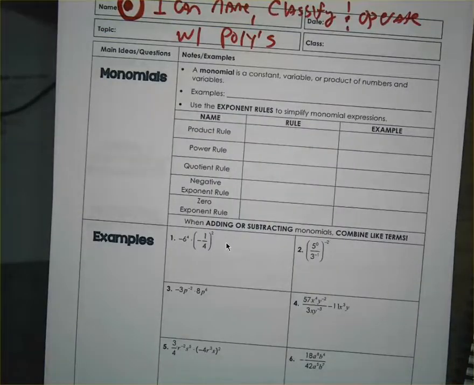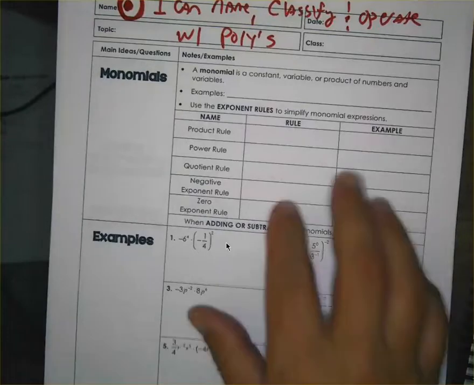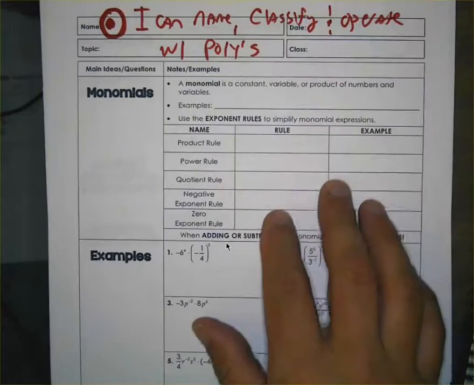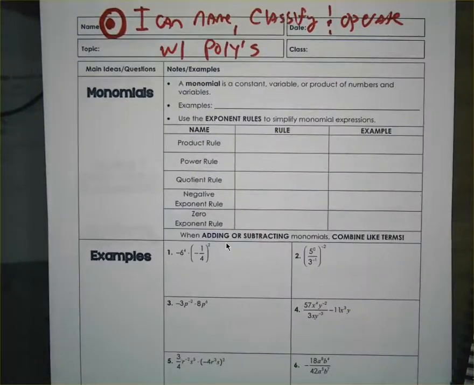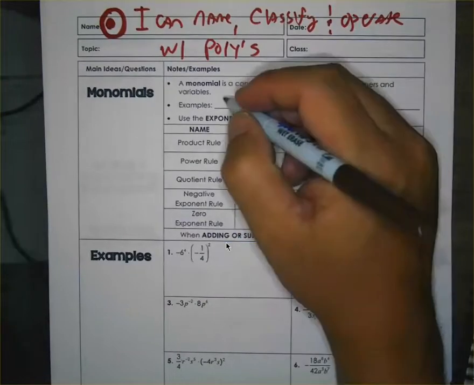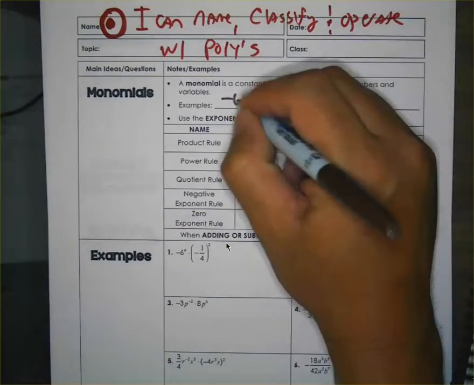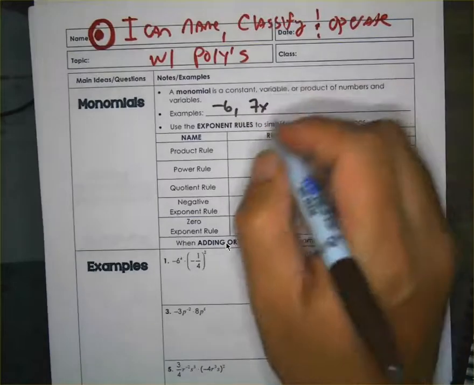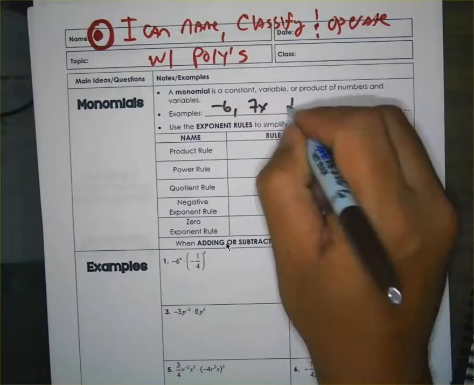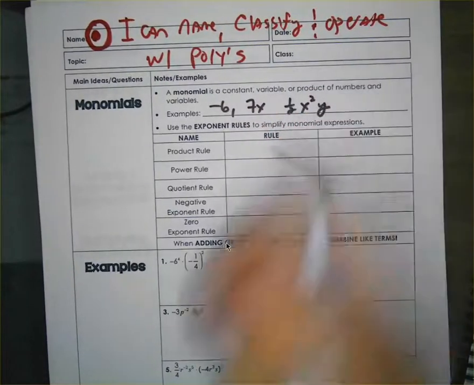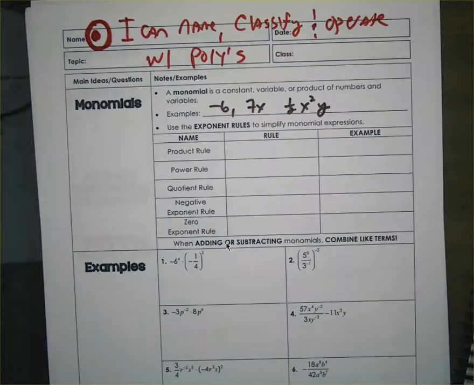So what the heck is a polynomial? Let's first talk about monomial. Mono means one, like mononucleosis. So mono is one. Any single term, a variable, a product of variables, or anything like that is a monomial. So what are some examples? Like the number -6, 7x, that's a mono. Most people don't believe this, but 1/2 x squared y is also a mono. Those are all monos.